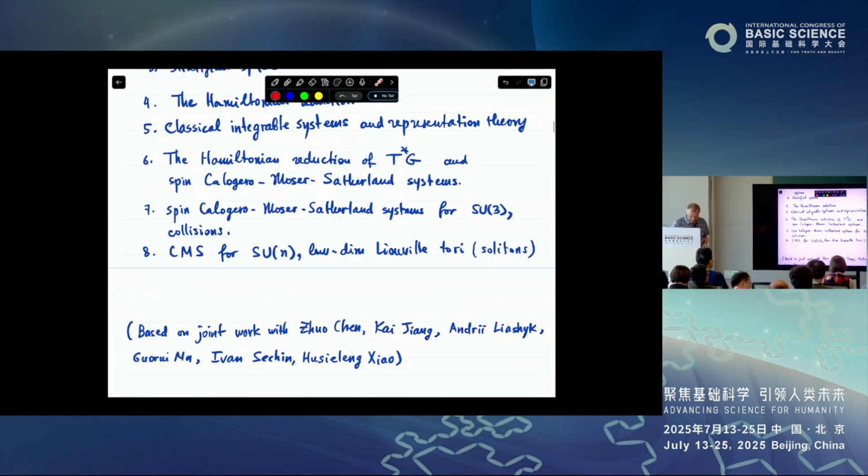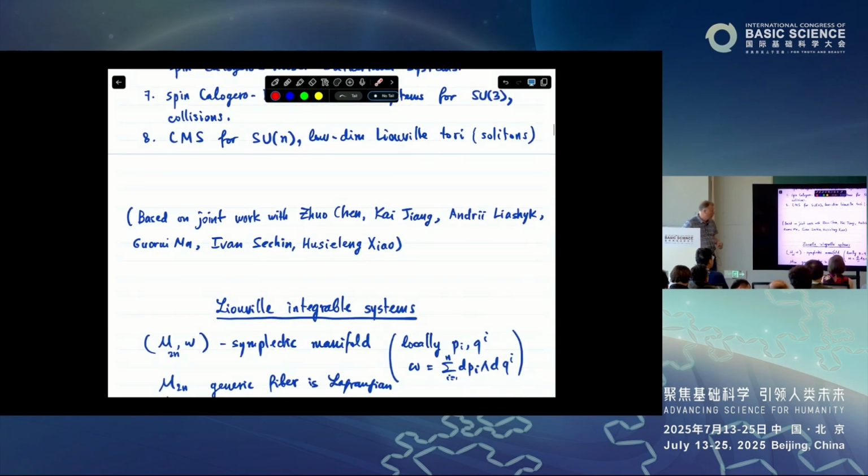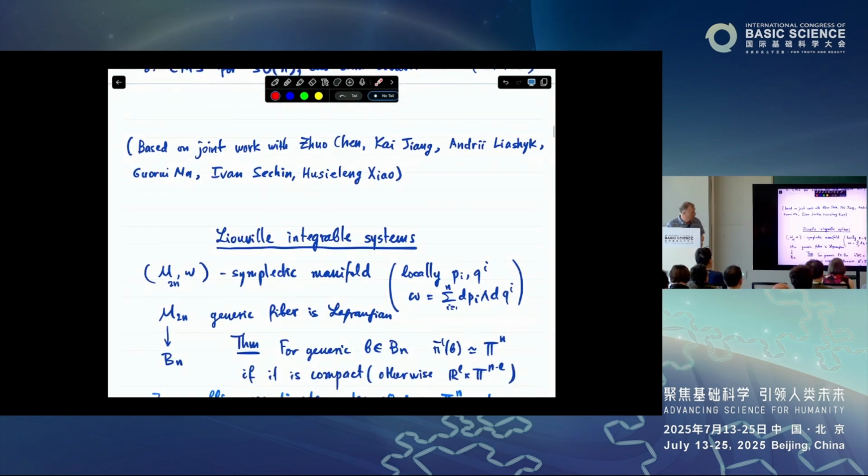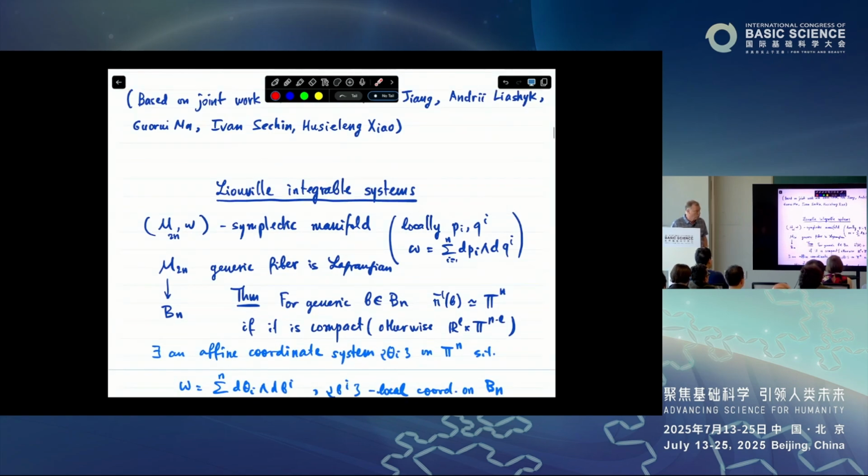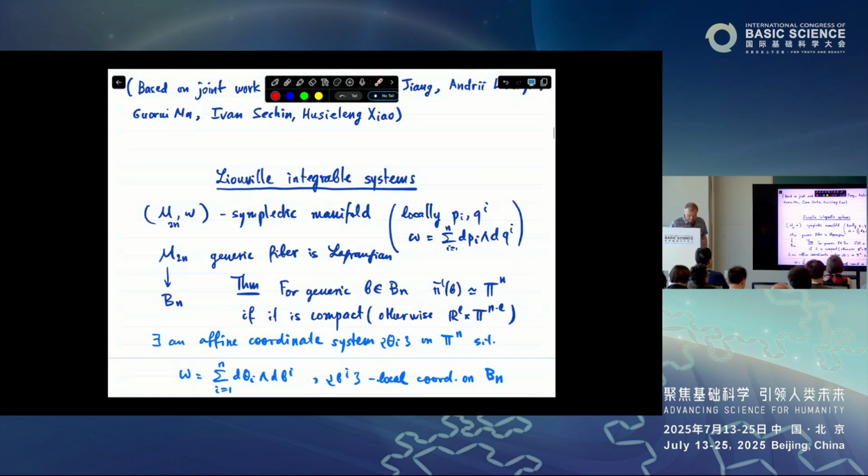So, this is the report on joint work with these people, and it's two papers. One was just put on the archive. The other will hopefully be put on the archive in August.